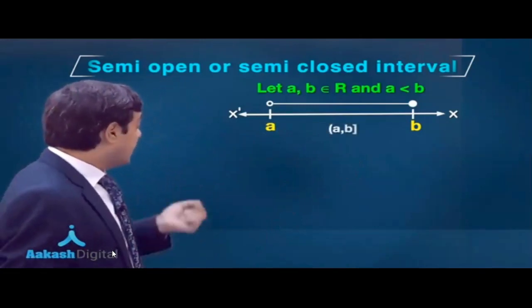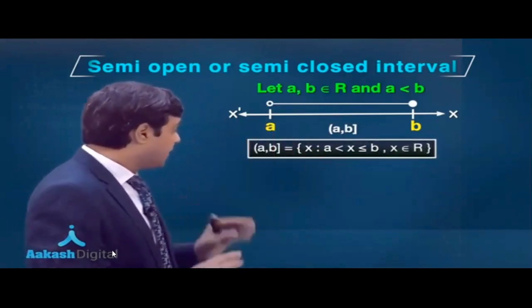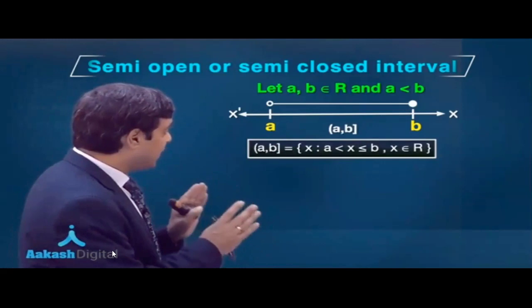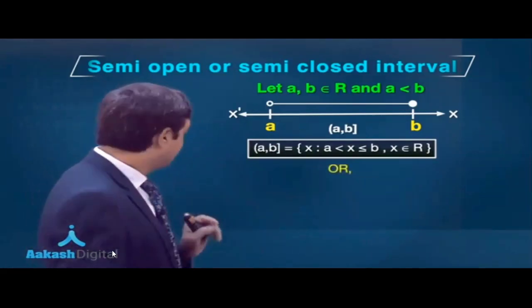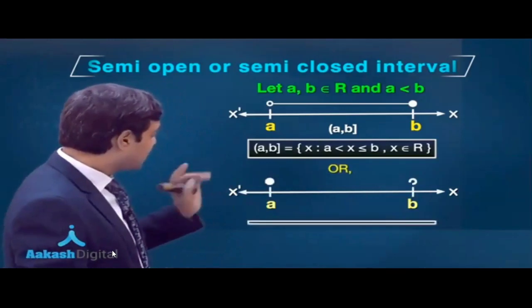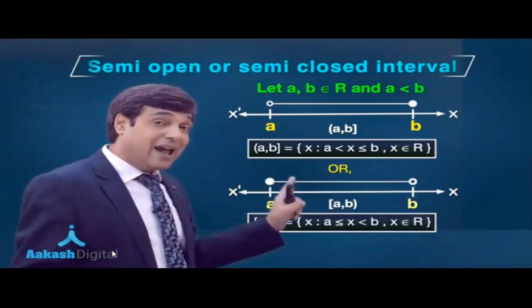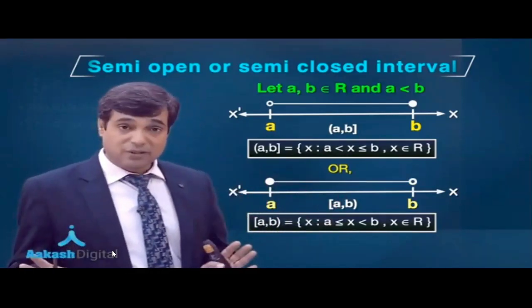How is it being represented? We can say open at A and closed at B, represented in this fashion. This implies that X is lying between A and B, excluding A, including B. Or including A, excluding B, meaning X is lying between A and B, A has equality and no equality at B. I am sure this is also clear.